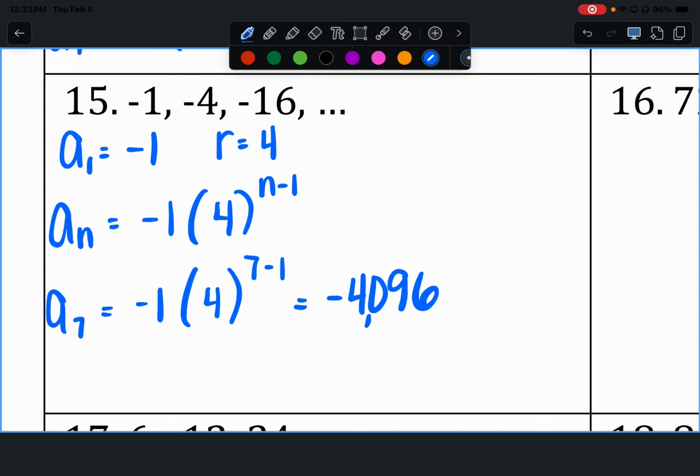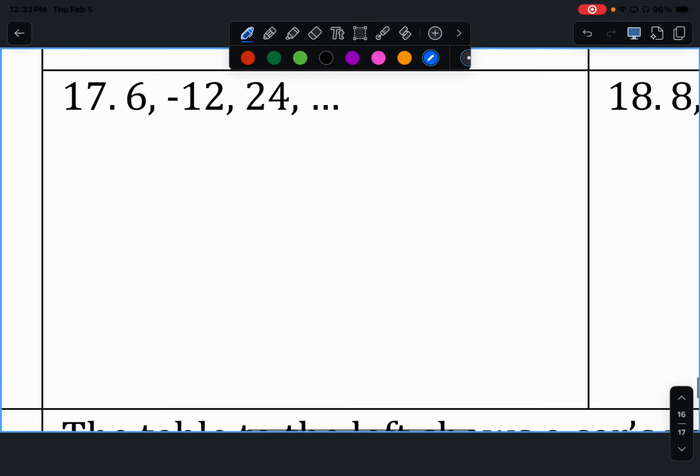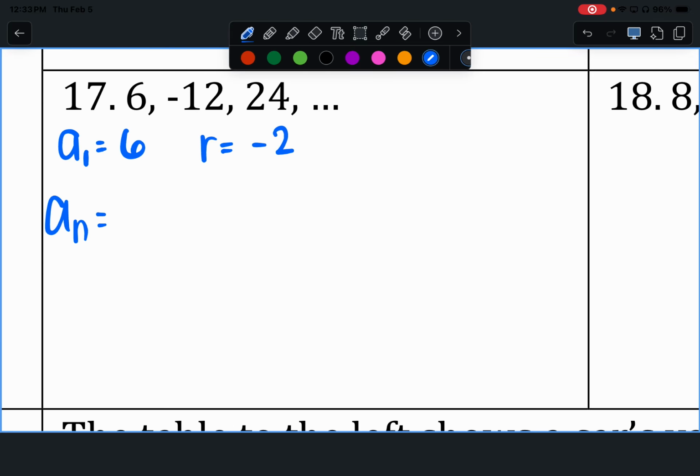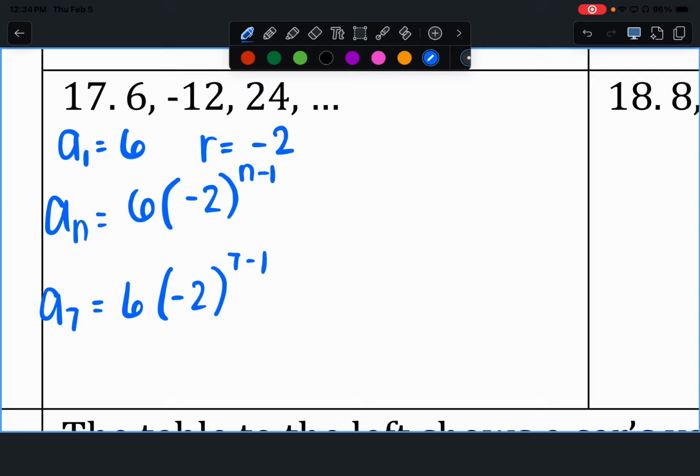Number 17. For number 17, what is our first term? 6. What is our common ratio? -2. So for our first equation, we get 6 times -2 to the power of n minus 1. And if I want to find the 7th term, I just plug in 7 to get what? 384. Now, I want you to do 16.